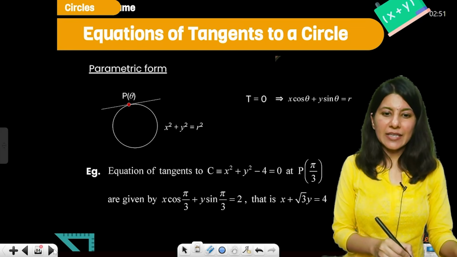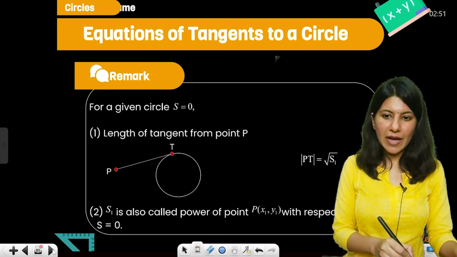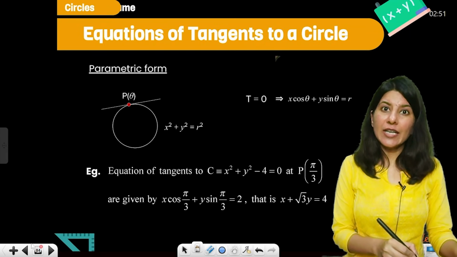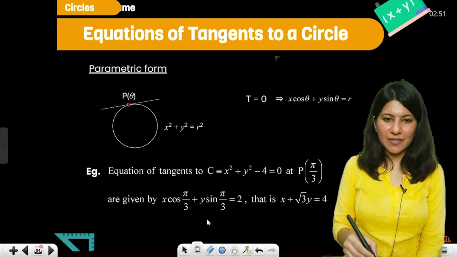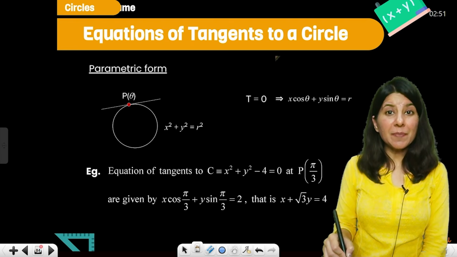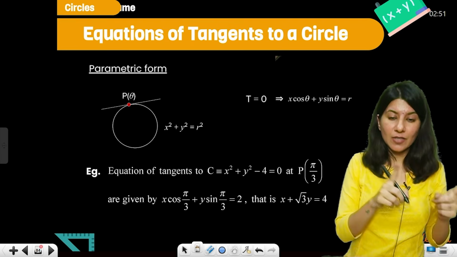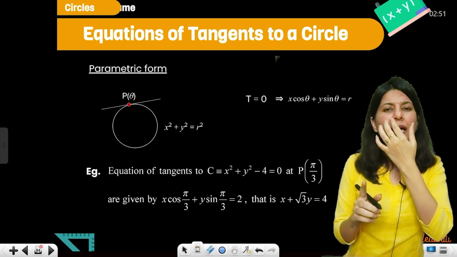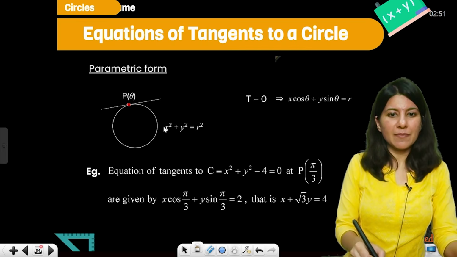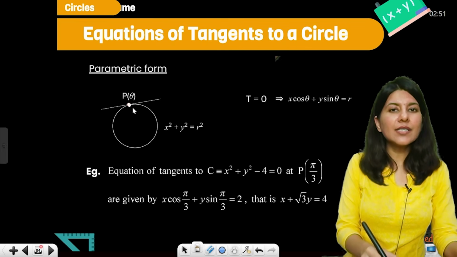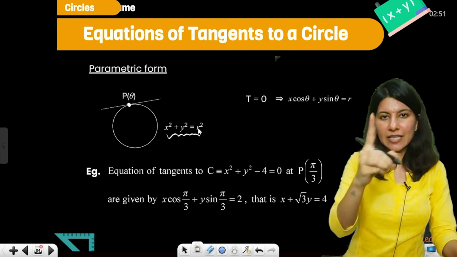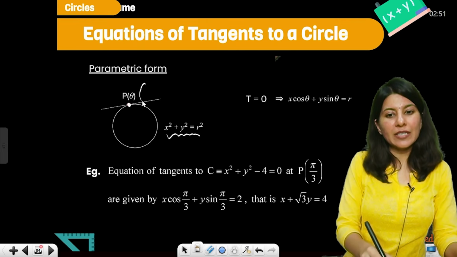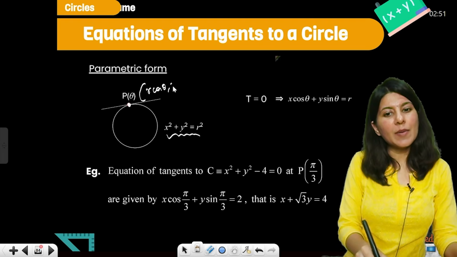Okay. Now let's talk about the parametric form. Very easy. Do you remember the parametric form of circle? Now this is the parametric form of tangent. Both are completely different things. Do you remember the parametric form of circle? Yes, ma'am. So can you take a point on the circle for me? Ma'am, x square plus y square equals r square, so the point will be r cos theta, comma r sin theta.